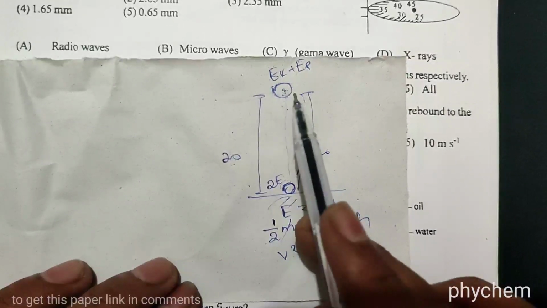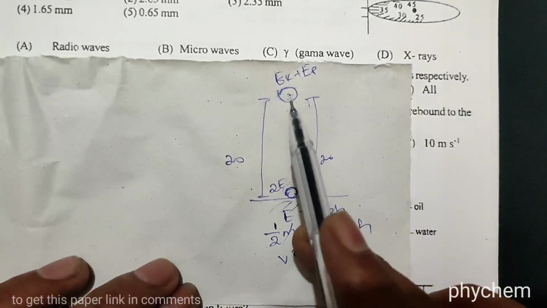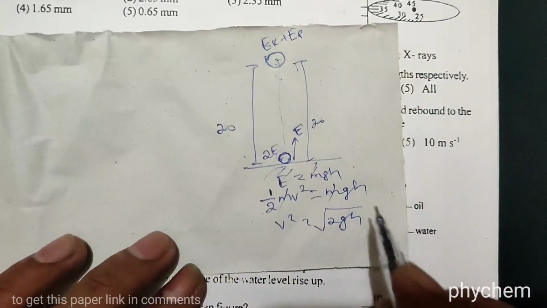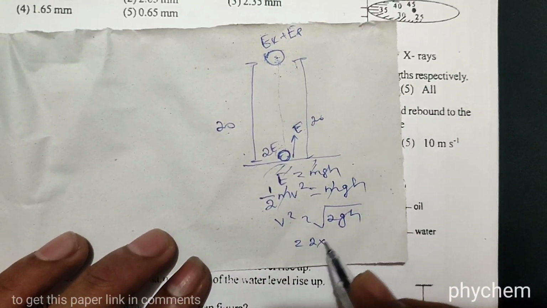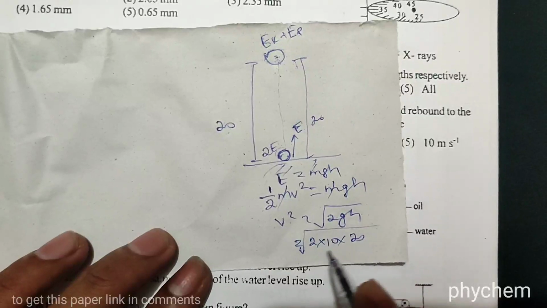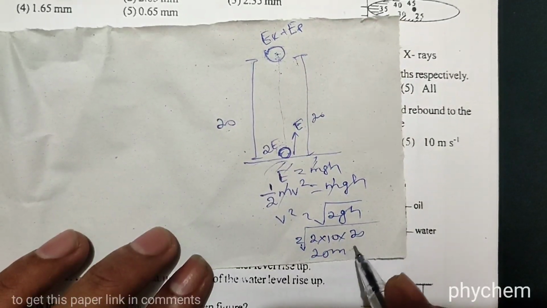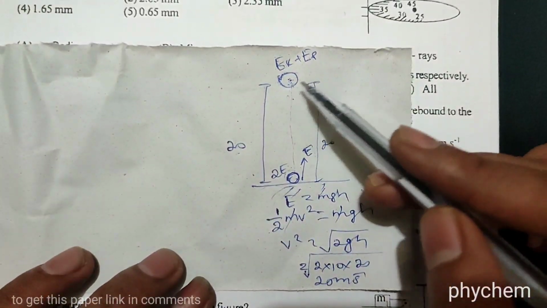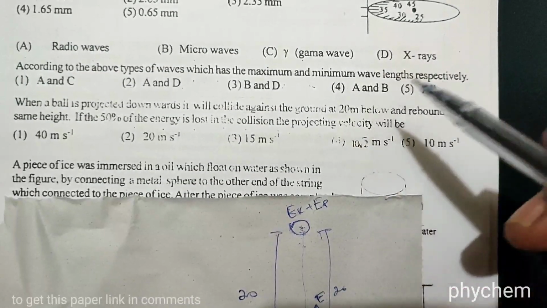The initial kinetic energy is only responsible for the initial velocity downwards. So V is the square root of 2 into 10 into H, which is 20. So square root of 400 is 20 meters per second, the initial velocity downwards. So the answer was the second one.